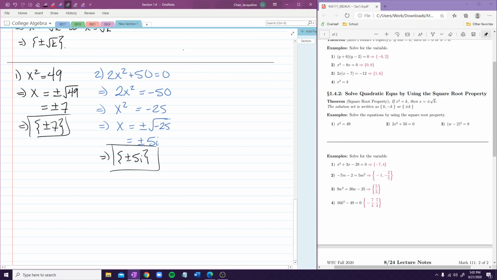Last problem. We have w minus 2 quantity squared is equal to 8. Since this whole thing is squared, we'll treat it as our x. So let's still use the square root property. When I do this, I get w minus 2 is equal to plus or minus the square root of 8.